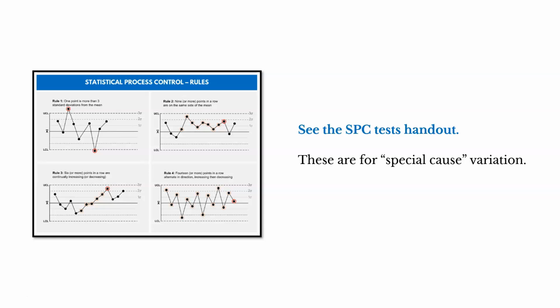Okay? So the other thing I want to mention here is that in the download section of this page, you're going to see the SPC test handout. So not like you have to memorize all of these right now. You can go back and review them later. And all of these 8 tests we're going to talk about are used for detecting special cause variation. So we talked about special cause and common cause variation. These are used for detecting special cause variation.